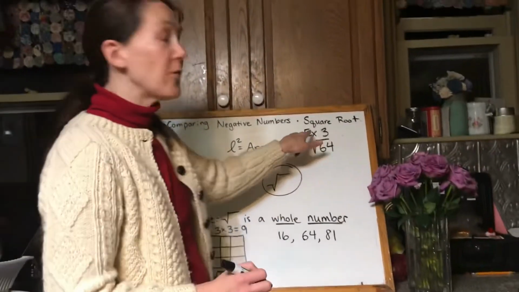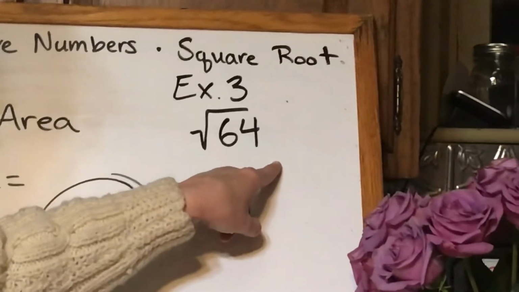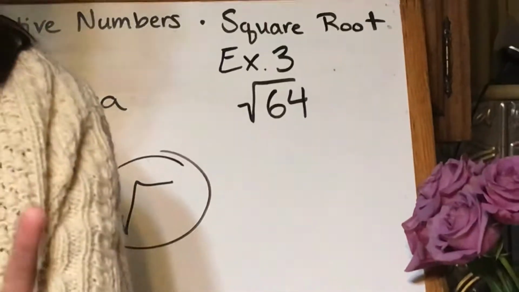All right, so let's move on to example 3. Example 3 is square root of 64. Now, you can think about this 2 ways.